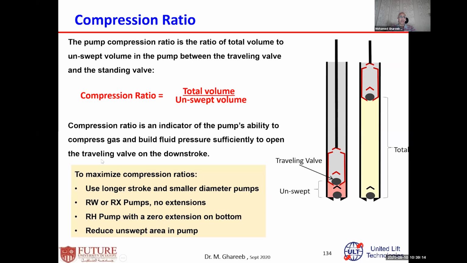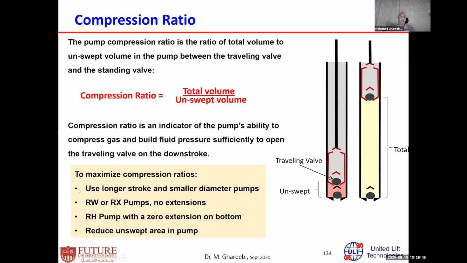Compression ratio is an indication of the pump's ability to compress the gas. When you have a very low unswept area here, you have very high compression capability for that fluid. To maximize it, it is usually recommended to use longer stroke lengths with a smaller pump, because with a big pump the area here will be big, and with a small pump the area will be small. Longer stroke lengths give more space to go down.